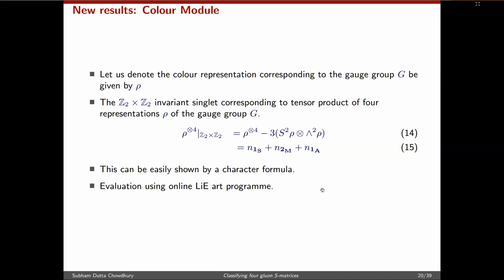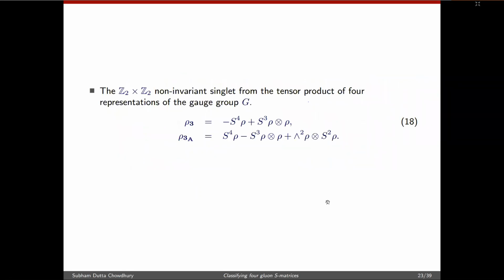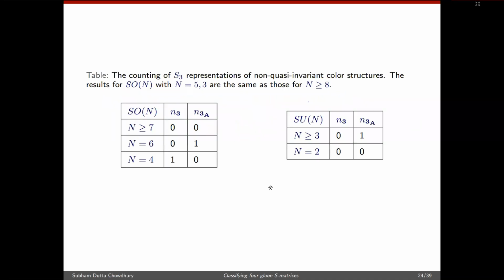So these are the results. Counting of S3 representations tells you that if your gauge group is SO(N), your fields are charged under the adjoint of SO(N), and for N greater than 9, there are 2 generators which transform in the symmetric representation of S3, and 2 generators which transform in another representation of S3. And similarly for lower dimensions. So this is the group theory argument that we are doing. Similarly, the Z2 times Z2 non-invariant singlets you can build out of such a character formula also. And this is the result.